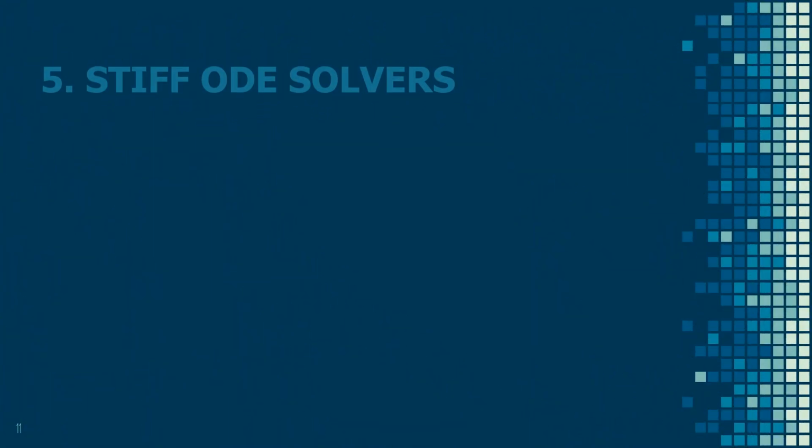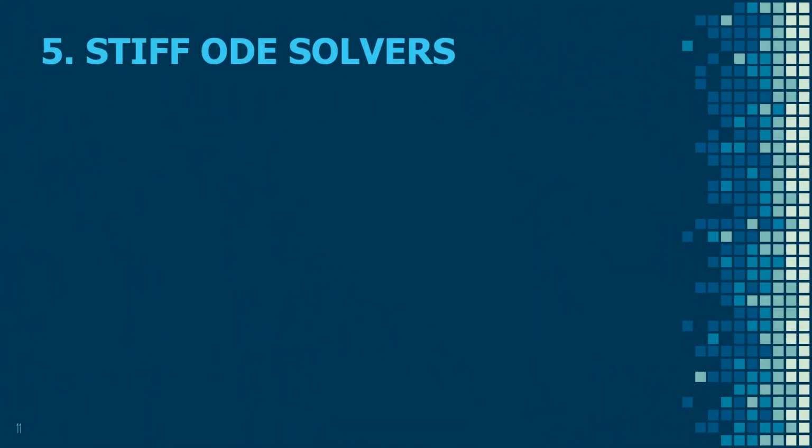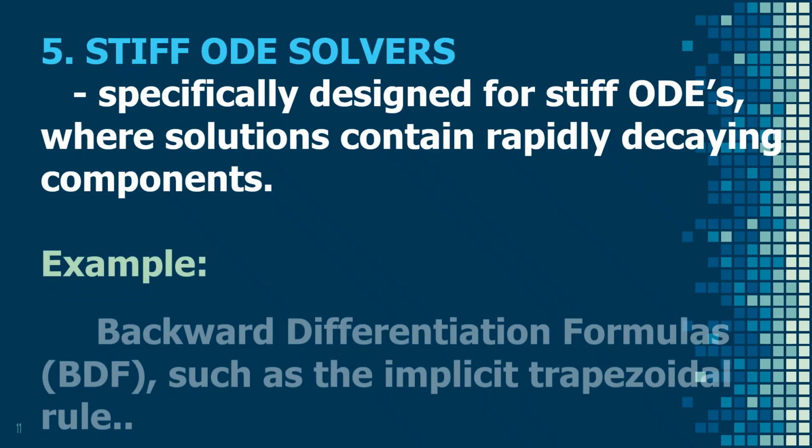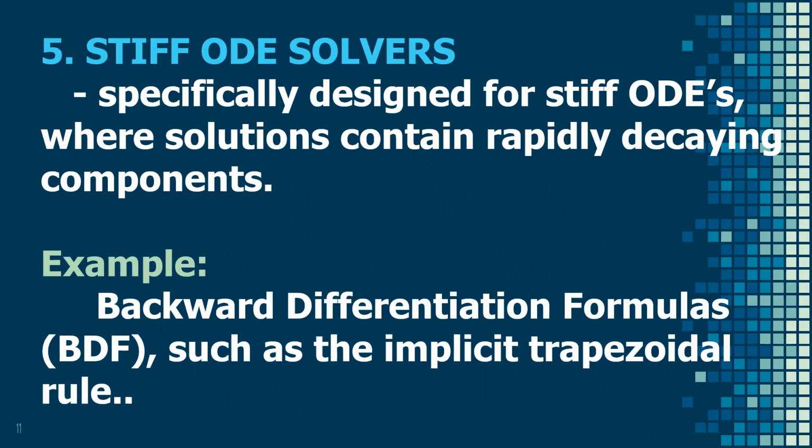And the fifth numerical method that we can use is what we call the stiff ODE solvers. So specifically, it is designed for stiff ODEs where solutions contain rapidly decaying components. Let's say, for example, the backward differentiation formulas or BDF, such as the implicit trapezoidal rule.